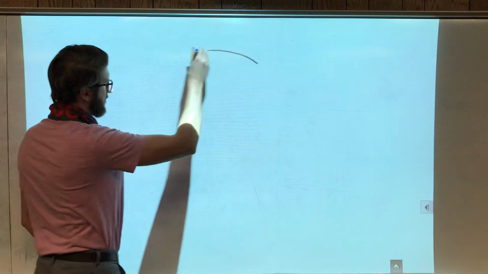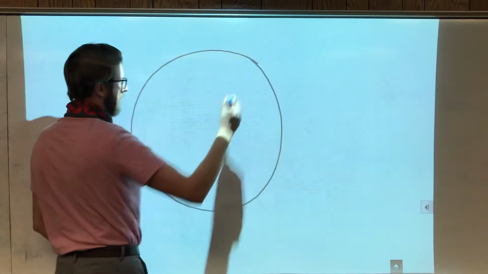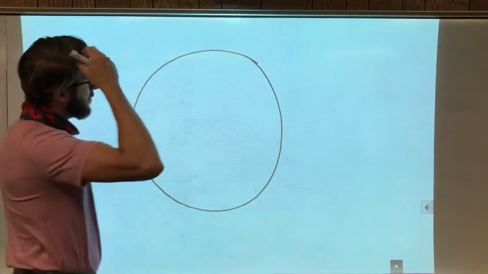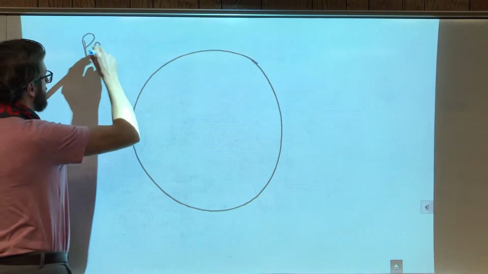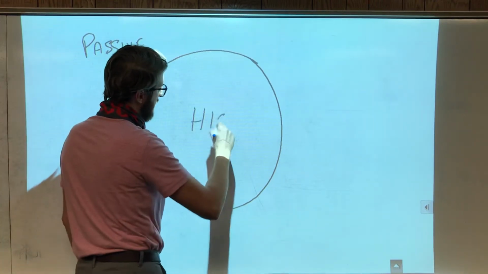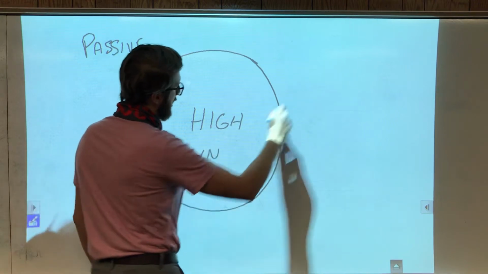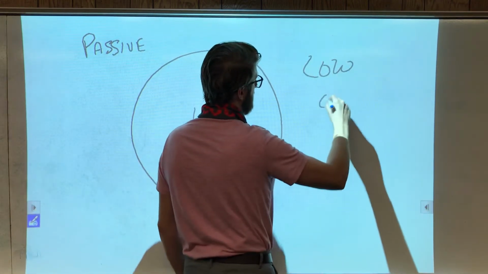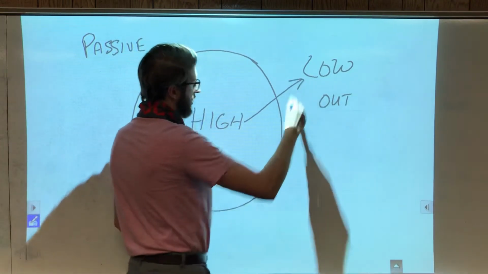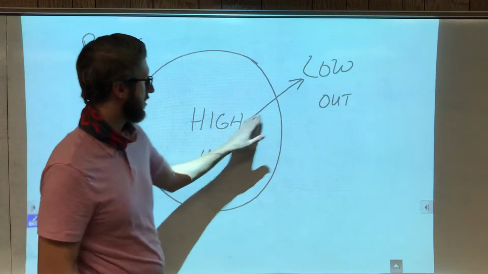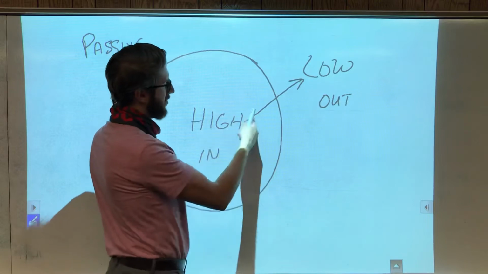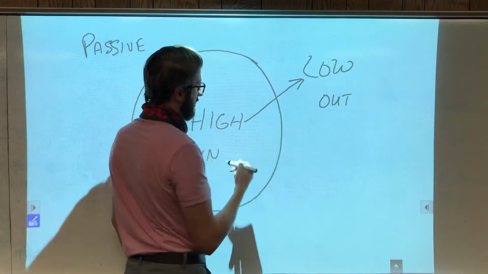Let's see if I can make a perfect circle again. Woo, that's not as good as the first one. All right, but passive transport is, let's say you have high in and low out. Well, we know the concentration gradient's going to go high to low, so that's the direction of the current. And passive transport is going to move stuff in that same direction.